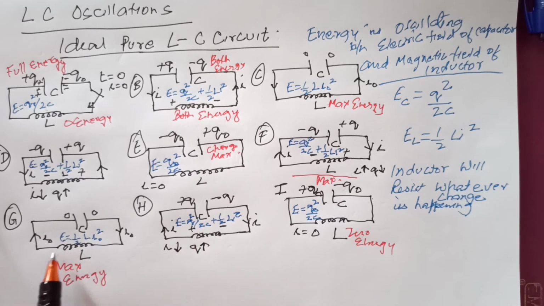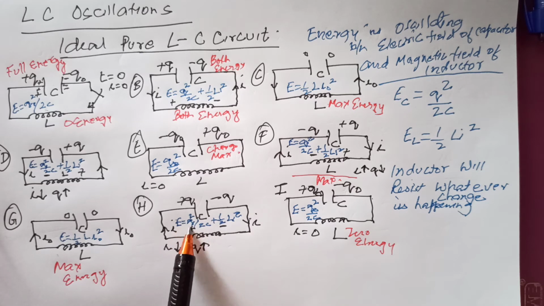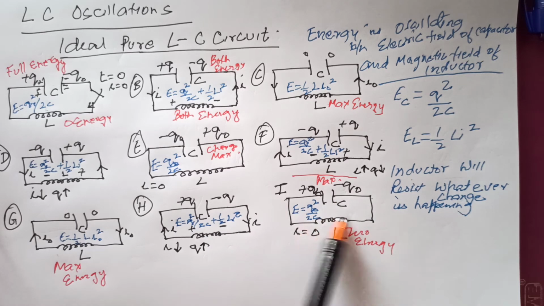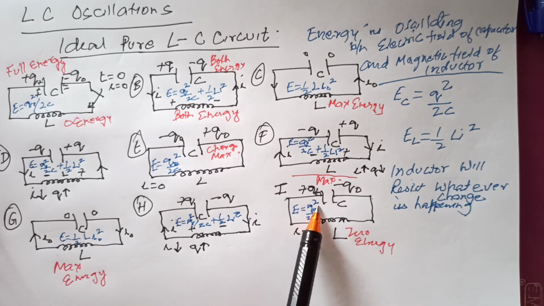Now after this, again because of the inductor, the charges move in the opposite direction. The current starts flowing and the charge starts accumulating here. The total energy of the system is again E = Q²/2C + ½Li². After this, at some point of time, the charges again get accumulated here and the current is zero. Because the current is zero, the energy of the inductor is zero and the energy of the capacitor is again E = Q₀²/2C.